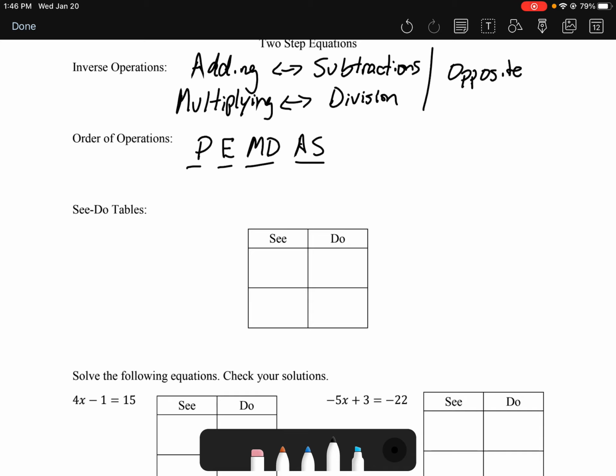Speaking of see-do tables, this is what they look like. If we look at the left column, we have our C column. This is the kind of stuff that is going on with your variable, and we'll talk about that as we work on the first problem together. And then for the do, we're really going to be looking at the inverse of what's going on in our C. As we fill it out, you're going to notice that we go down when filling out our C column, and then we go up as we perform our do column.